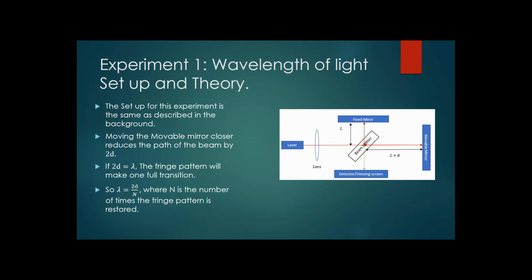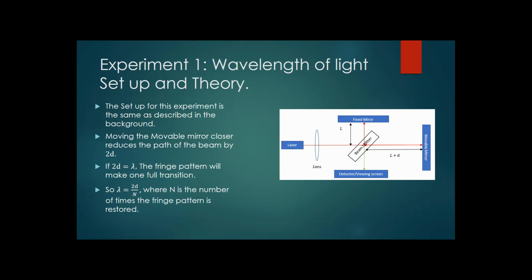Let's start with experiment 1. Experiment 1 is set up similarly to what was discussed in the theory. We use a micrometer to move the movable mirror by some distance d. The beam going to the movable mirror then has to travel some extra or lesser distance 2d. In this case, we move the mirror closer.